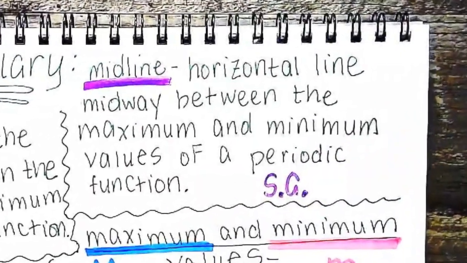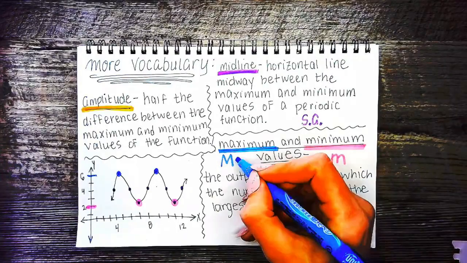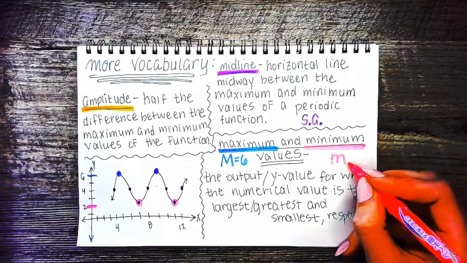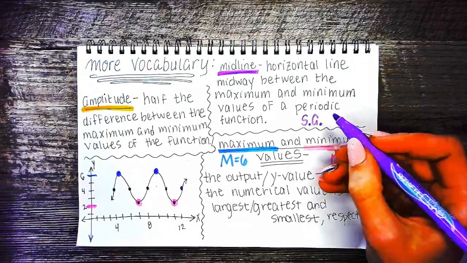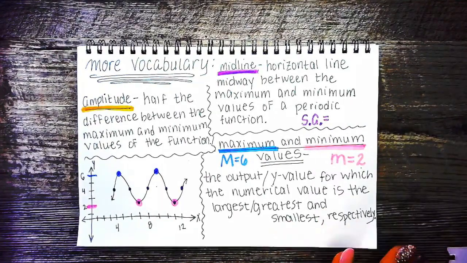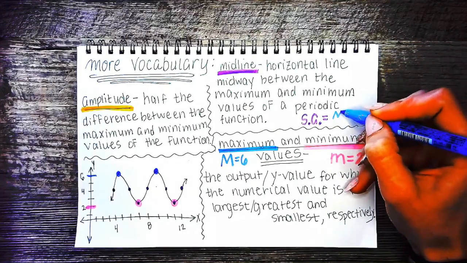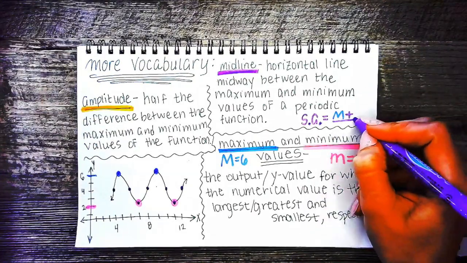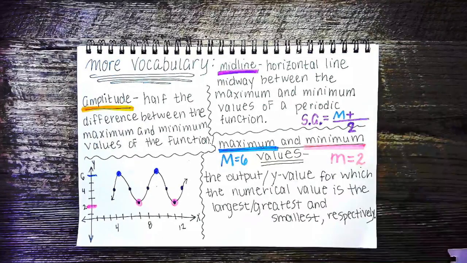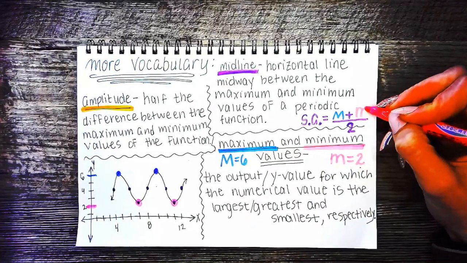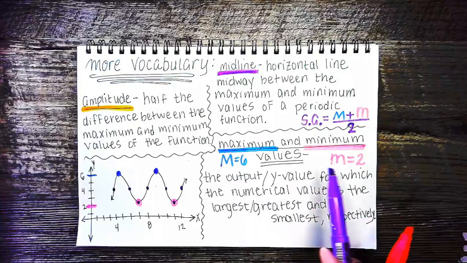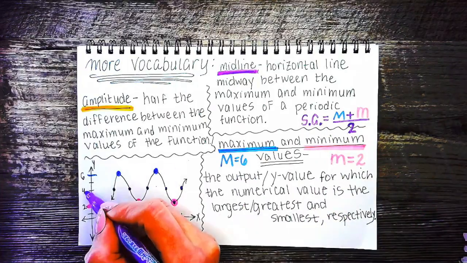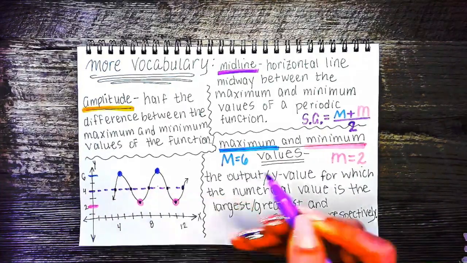If the maximum value is 6 and the minimum value is 2, how can we calculate the midline? If you think of the midline as you thought of midpoint, midpoint, midpoint, what do? Add them together and divide by 2. It's really just the average. So what we want to do is take the maximum plus the minimum and then divide by 2. 6 plus 2 is 8, divided by 2 is 4.